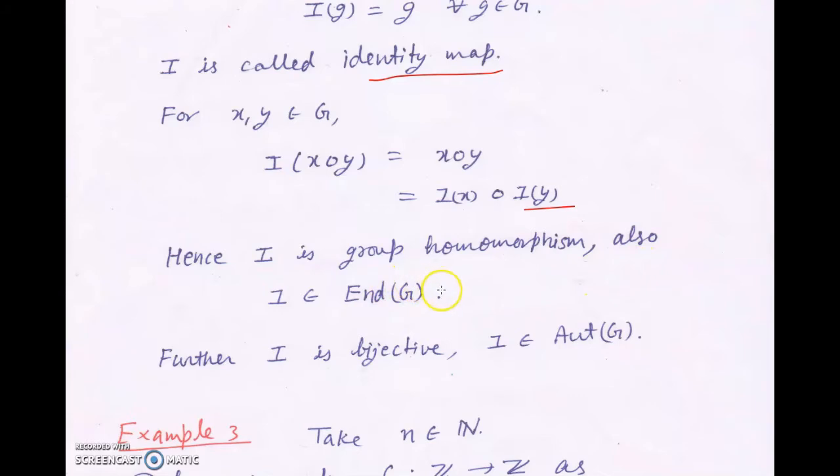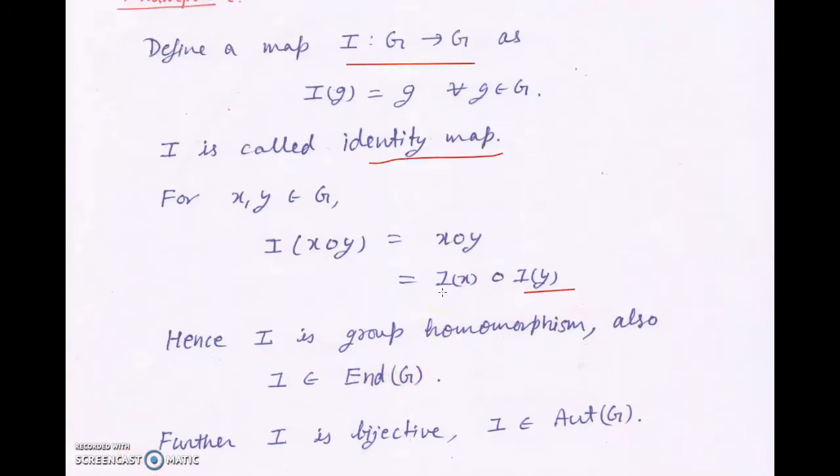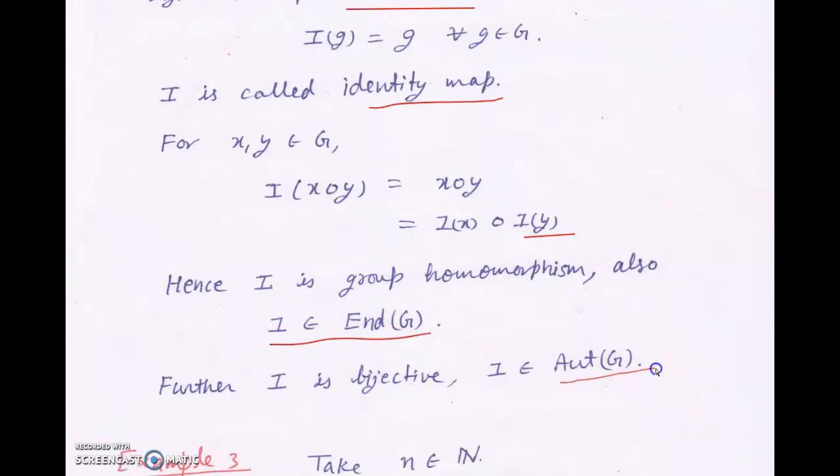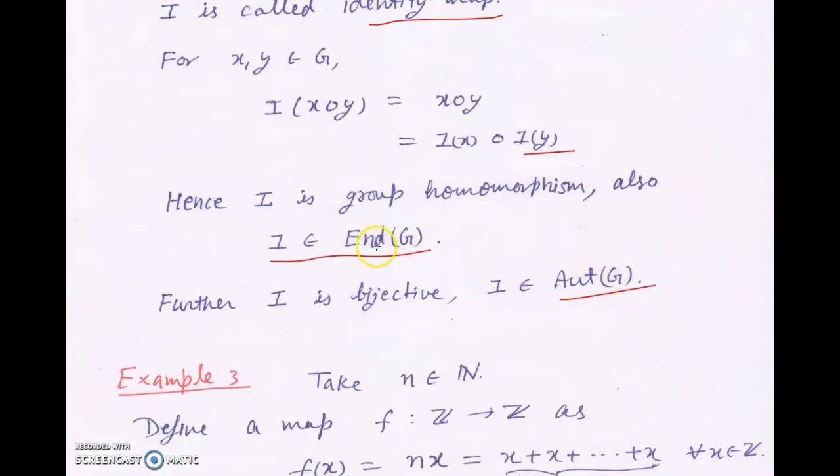Also, because it is an identity map, it is one-one and onto. So this is an element of not only End(G), but it is also an element of Aut(G), because it is bijective.